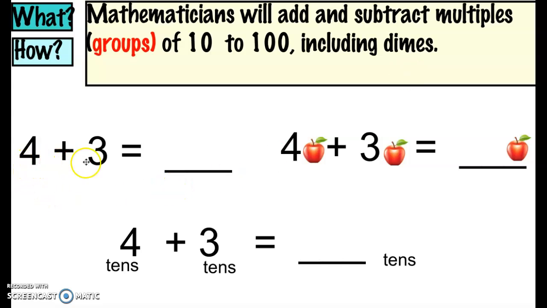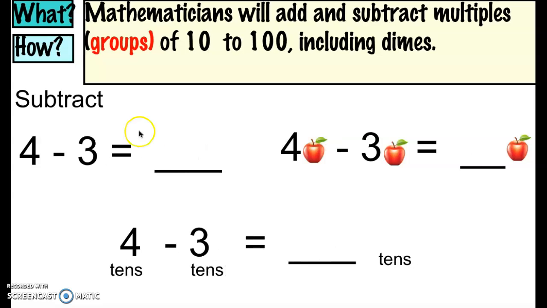So we add 4 plus 3. We know that 4 plus 3 equals what? 7. So now the unit is apples. So 4 apples plus 3 apples will give us how many apples? 7 apples. 4 tens plus 3 tens is equal to 7 tens. That's just a little review.